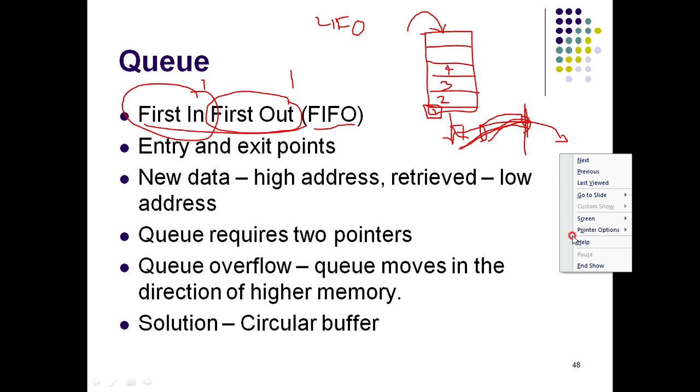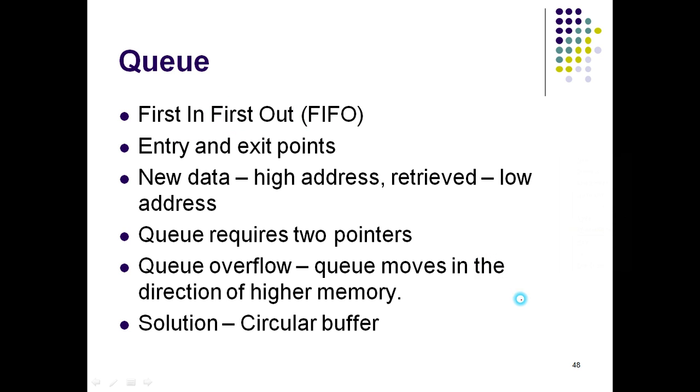That's all. I hope this would clear all your doubts, right? Now that means a queue has both an entry point and an exit point, whereas in your stack there was only one entry point and one exit point. But in your queue you have an entry point and a separate exit point, right?